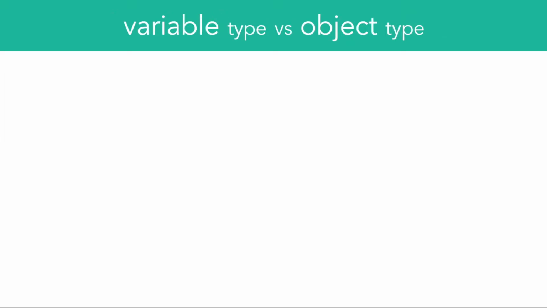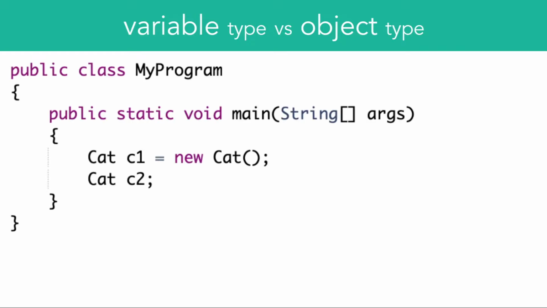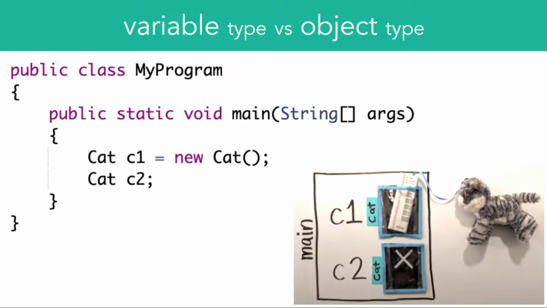There is a difference between the type of a variable and the type of an object. Look at this piece of code. Try to visualize or draw a picture of what you think memory looks like at the end of the main method. Here's a visual representation of what's going on in the main method.